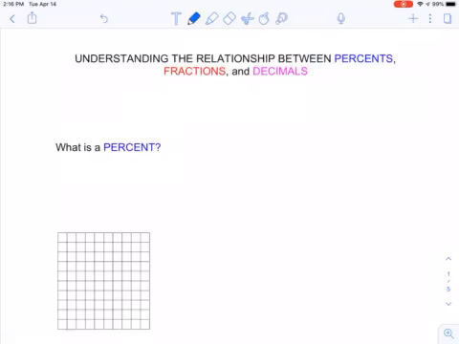Hello, today's math lesson we're going to be discussing the relationship between percents, fractions, and decimals. Now the good news about percents, fractions, and decimals is that they are all exactly the same thing, just represented in a different way. So that means if I understand what the percent is, I'll be able to figure out the decimal as well as the fraction, and vice versa.